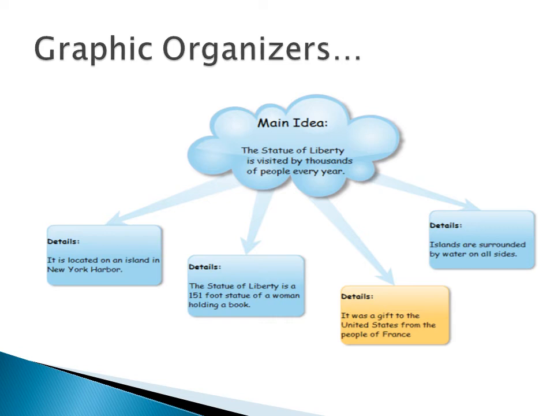Main idea. The Statue of Liberty is visited by thousands of people every year. Supporting details 1. It is located on an island in New York Harbor. The Statue of Liberty is a 151-foot statue of a woman holding a book. Third, it was a gift to the United States from the people of France. And lastly, islands are surrounded by water on all sides. As you can see, the 4 supporting details mainly and solely support the main idea.